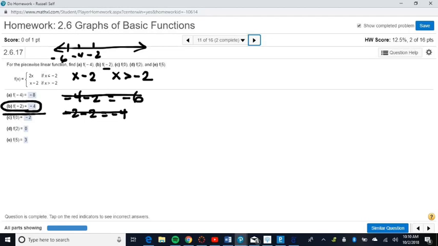Okay, now f of 0, 0 minus 2 equals negative 2. But remember, our constraint says that x has to be bigger than negative 2, so I'm not allowed to keep it. Again, this one came from the other one. Now f of 2. So 2 minus 2 equals 0. 0 is bigger than negative 2, so we get to keep it. And then finally, f of 5 gives us 5 minus 2, which is 3. And 3, of course, is bigger than 0, so we get to keep that one. So there's our last one.